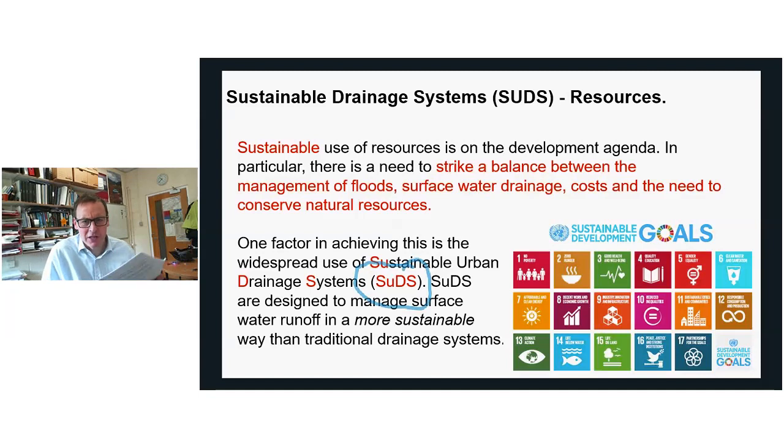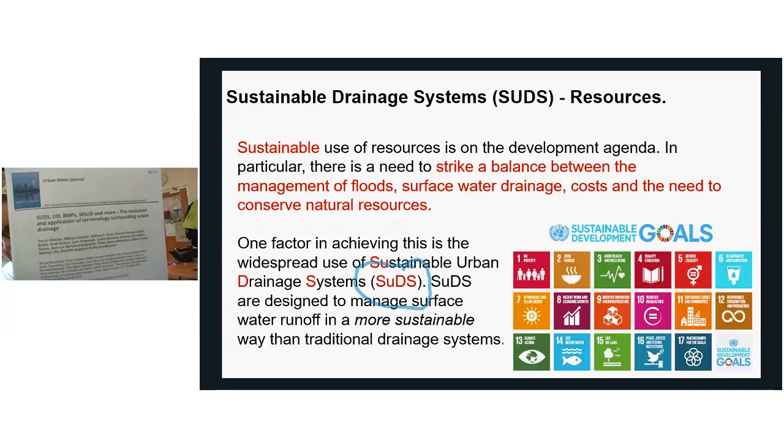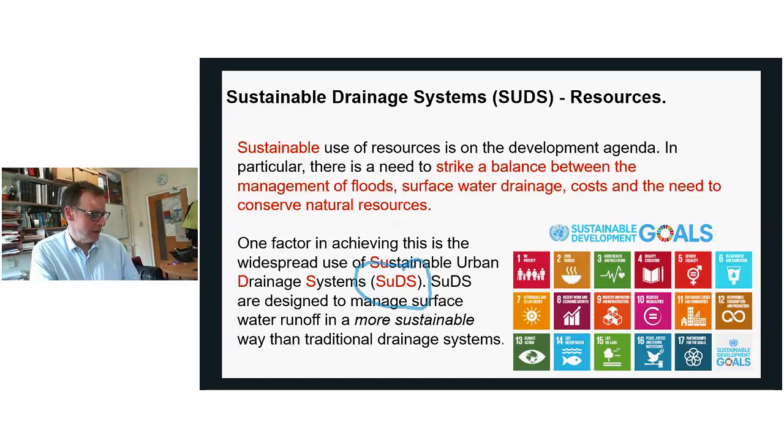And I was going to mention actually that they're called different things all over the world. And on Vision, there's a copy of this paper, which is called SUDS, LID, so that's Low Impact Development, BMPs, Best Management Practice, WSUD, so that's Water Sensitive Urban Design, and more: the evolution and application of terminology surrounding urban drainage. And what this paper really talks about is how that terminology has evolved, so sustainable urban drainage systems, and what they're called elsewhere in the world.